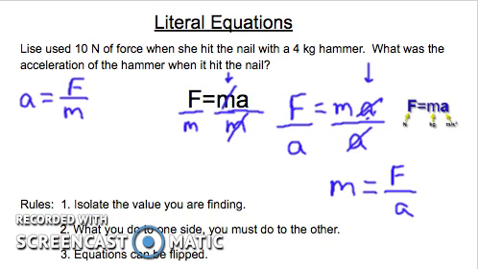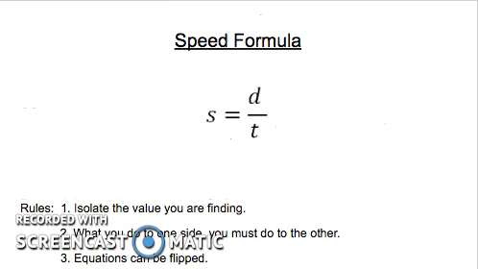I'm going to clear this and let's try a different one. Why don't we go with this formula? Here is the formula for speed. Now you may remember this also can be velocity equals distance over time. It's the same thing. So let's try to isolate d.